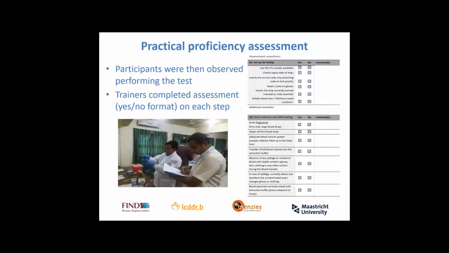After that, participants were observed performing the tests. Trainers completed an assessment in yes/no format on each step. Next slide, please.